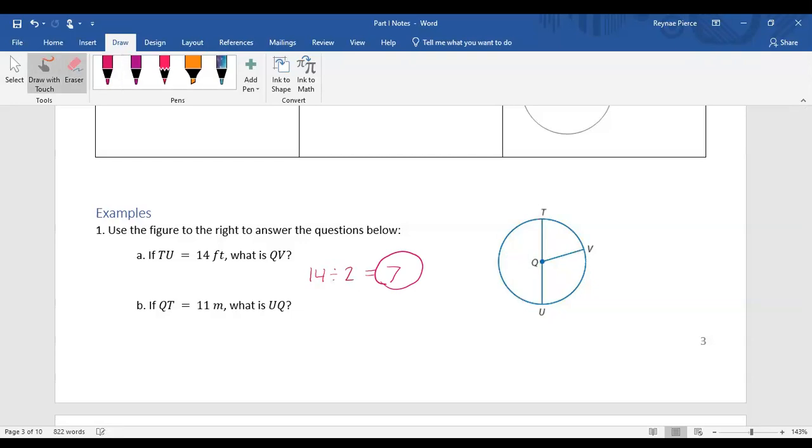Second part here, if I know that QT is 11, U to Q, again, that's just another radius, just like Q to T was. So UQ is also 11.